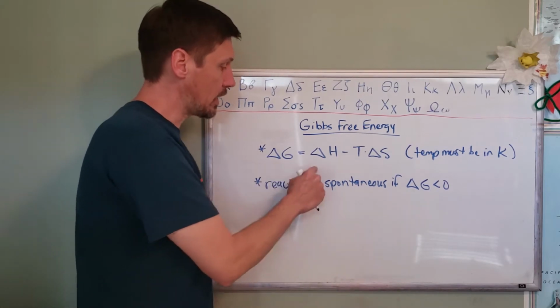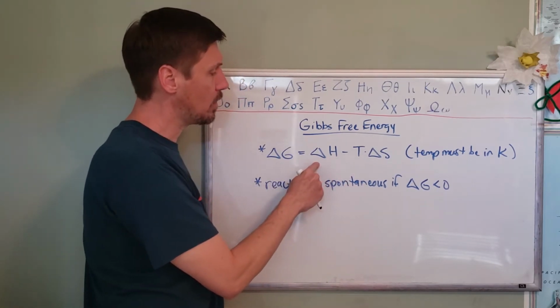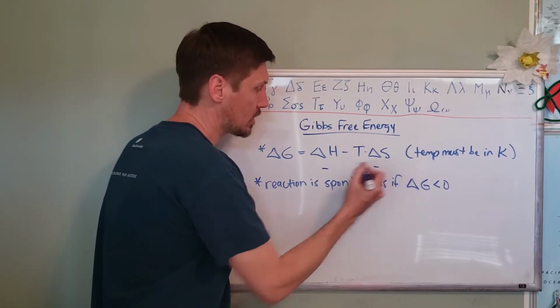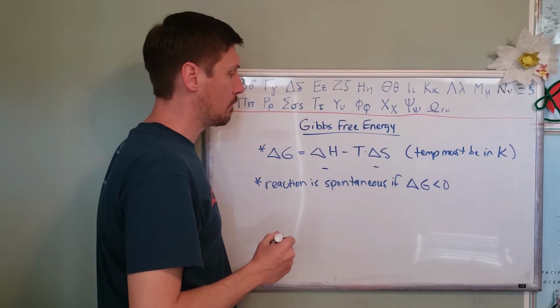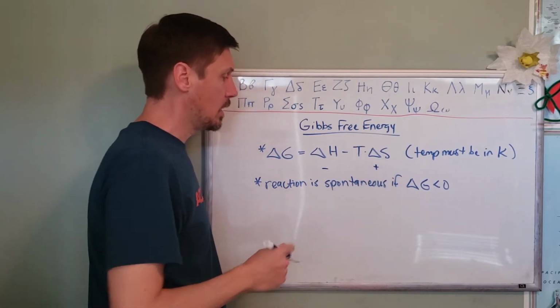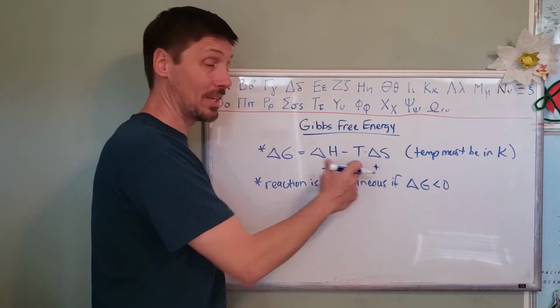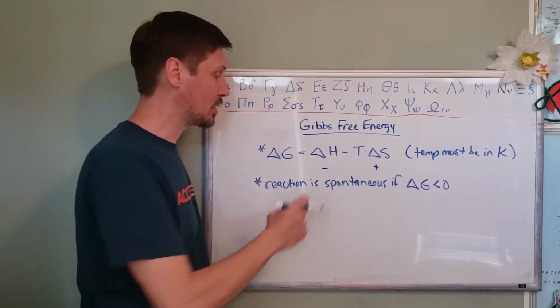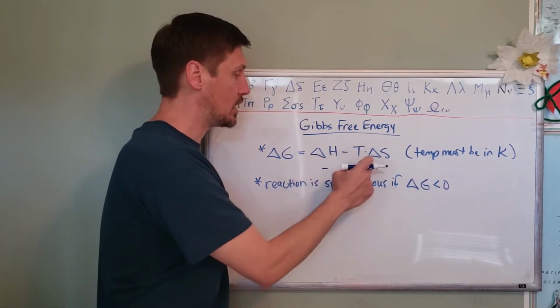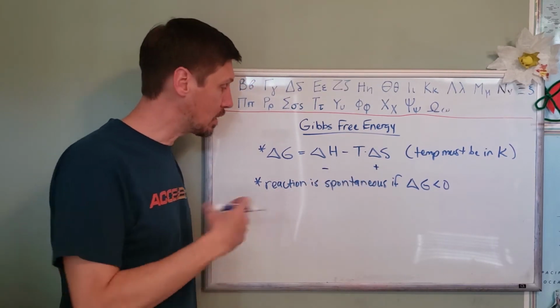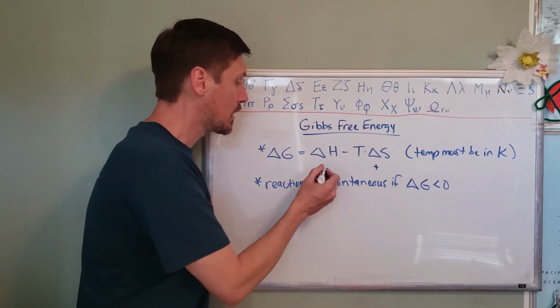And so just a couple of quick things to note here. Notice that if change in H is a negative number and change in S is a positive number, then you've got a negative number minus a positive number, and the result will have to be a negative number, right? So if you've got a negative for change in H and a positive for change in S, then the reaction will always be spontaneous, right? The overall value will be less than 0. The opposite is also true.